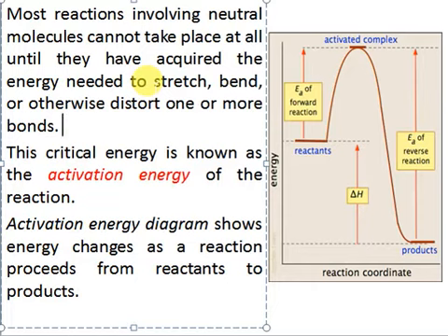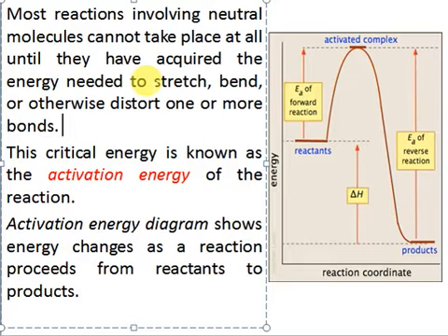So the bond is stretched until it breaks, or you can bend the bond such that it breaks, or you may distort the bond such that it breaks. In order to break the bond, we need to have some energy. This energy will stretch, bend, or distort the bond so that the bond gets broken. This minimum amount of energy required for breaking the bond is called activation energy.